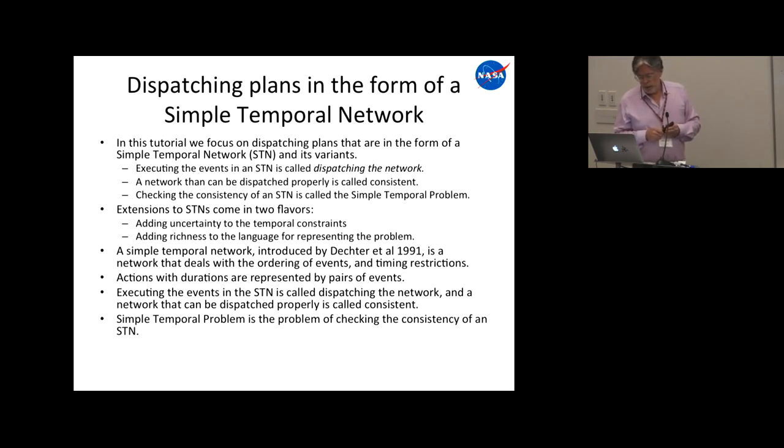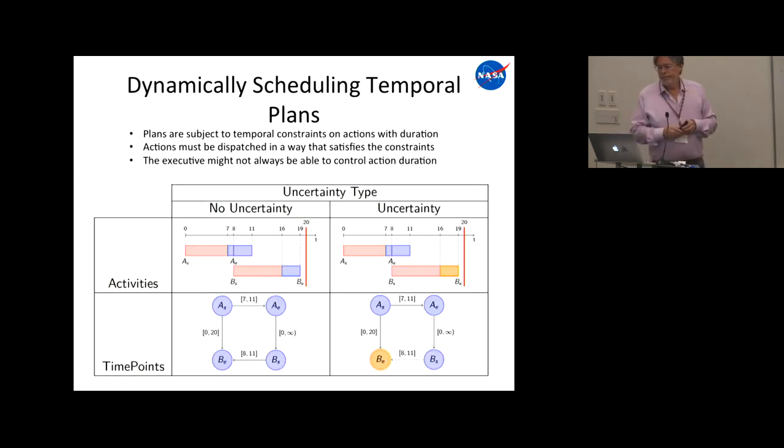The simple temporal problem is the problem of checking this. So this is visually what we're going to be looking at. Plans are subject to temporal constraints on actions with duration. Actions must be dispatched in a way that satisfies the constraints. And the executive might not always be able to control the action duration.